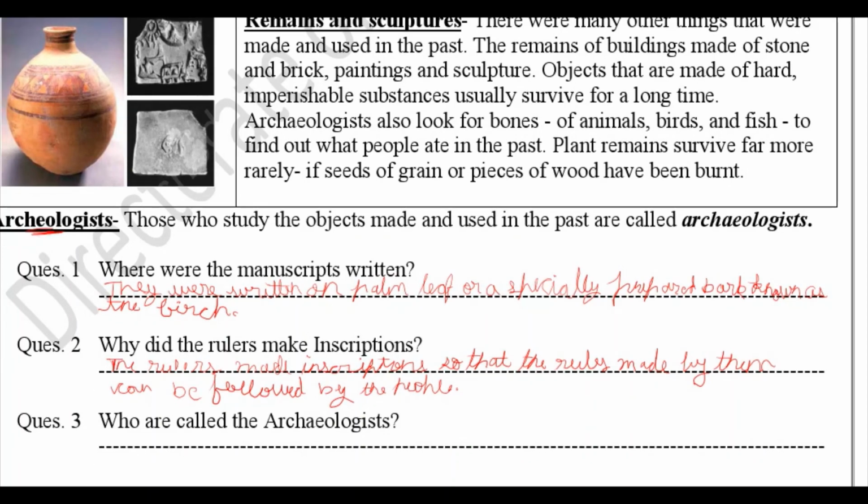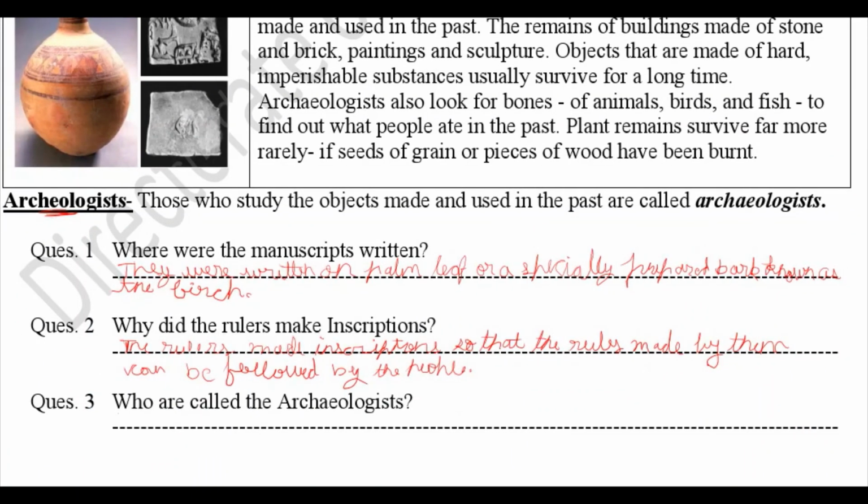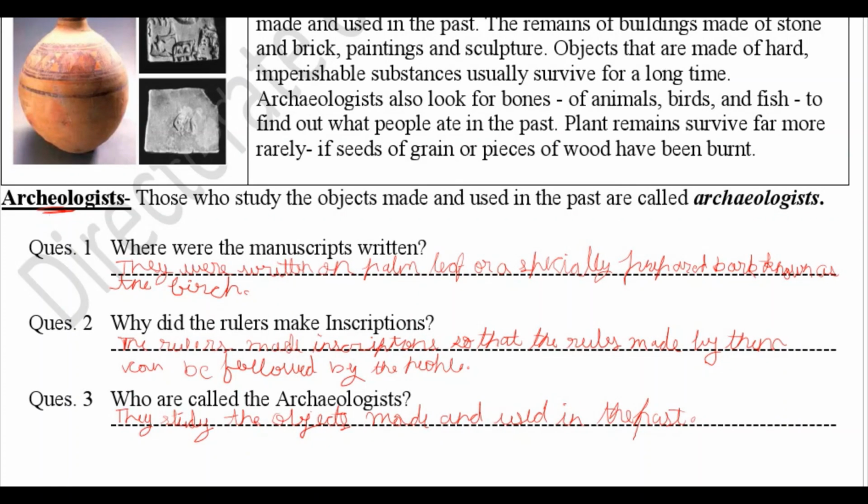Next you see is, who are called archaeologists? So it is very easy. They study the objects made and used in the past. So you can see here, they are called archaeologists who study the objects made and used in the past.